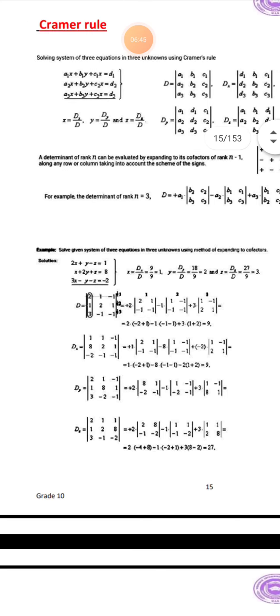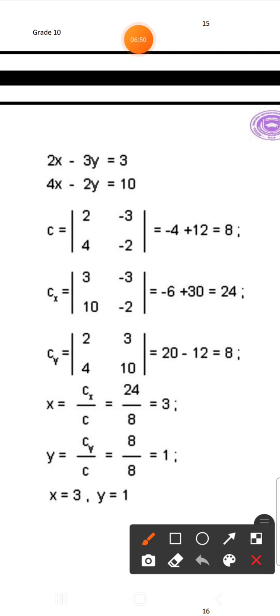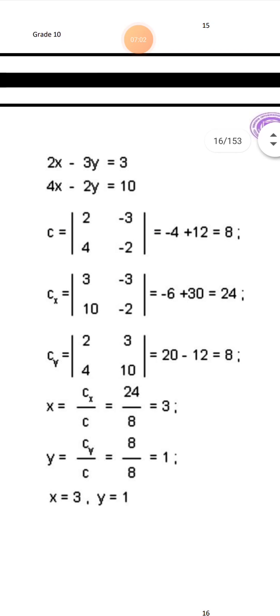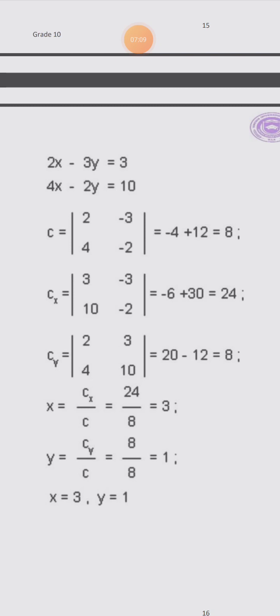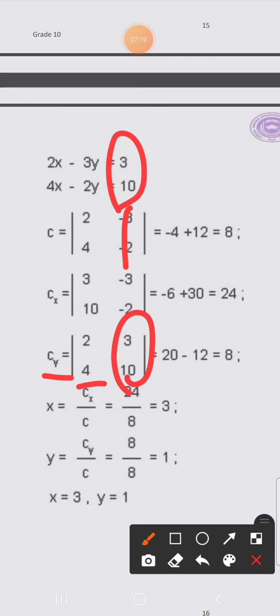What about if you want to solve a 2 by 2 system? The same. We put matrix x, matrix y. There is no matrix z here. So you will take 2, 4, 3, negative 3, negative 2 here. Then, if you want x, you will remove the x column, 2 and 4, and put 3 and 10, and here negative 3, negative 2. If you want y, you will remove negative 3 and negative 2, and put instead of them the answers, and put 2 and 4.